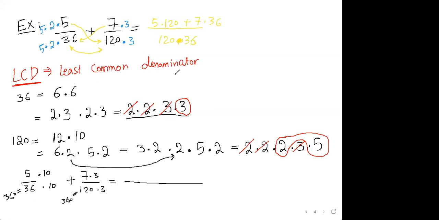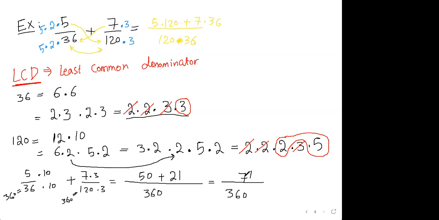So we're looking for the least common denominator. See? So the least common denominator is 360. 5 times 10 is 50, plus 7 times 3 is 21. And now it's so easy to solve this fraction. 360 is the denominator. Now the numerator is 1 plus 0 is 1, 2 plus 5 is 7. Any question?